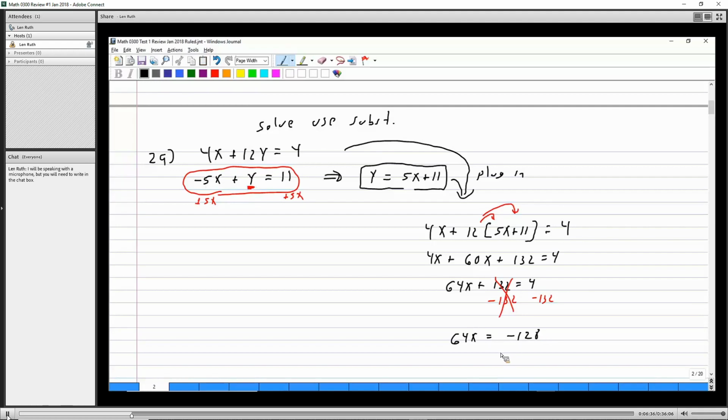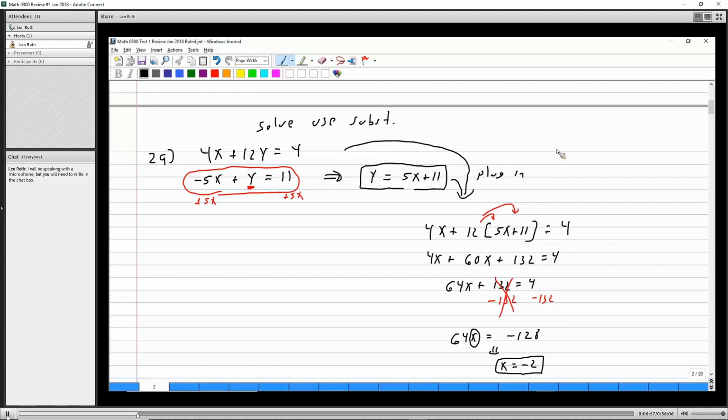And now we're close, at least for the x. Since we want the x by itself and it's multiplied by 64, just divide by 64. Divide the left by 64, you just get x. Let's skip a step. Divide the right by 64, you get minus 2. So we figured out the x.